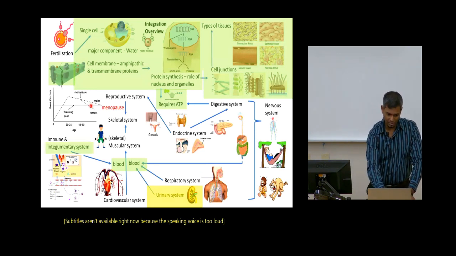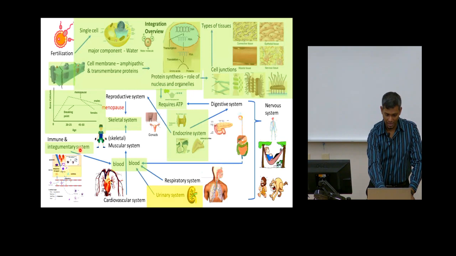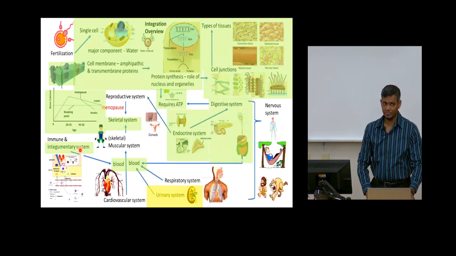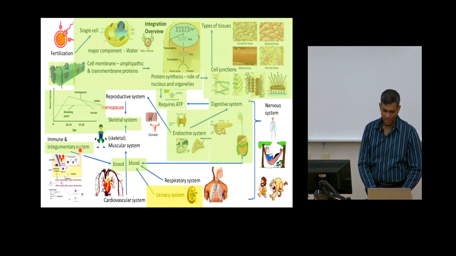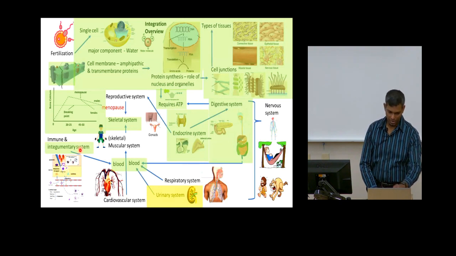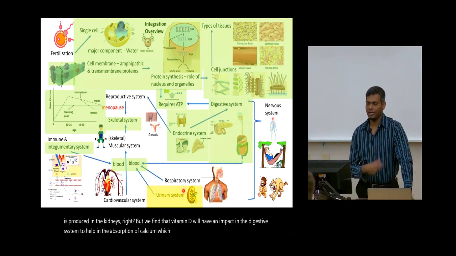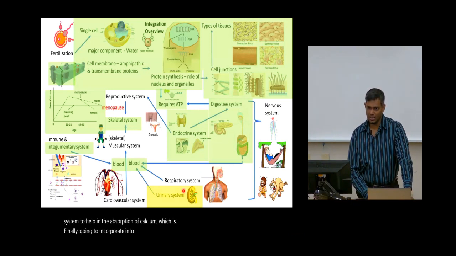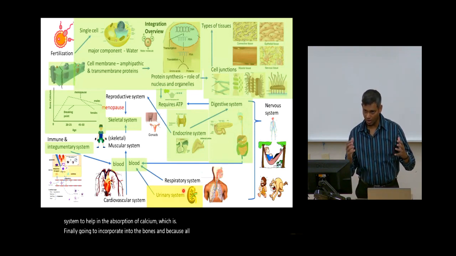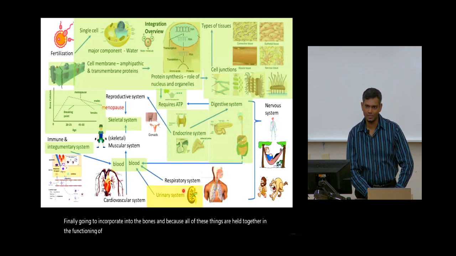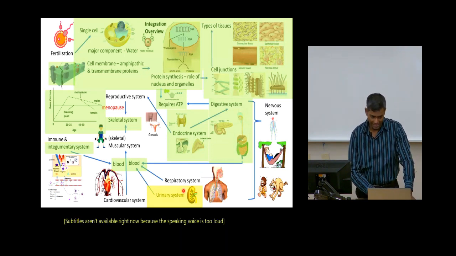As far as the integumentary system is concerned, we find that the skeletal system, endocrine system, and the digestive system function can all be linked together when we consider the synthesis of vitamin D. I told you that vitamin D in its active form is produced in the kidneys, right? But we find that vitamin D will have an impact in the digestive system to help in the absorption of calcium, which is finally going to be incorporated into the bones. And because all of these things are held together in the functioning of vitamin D, I would like to link these organ systems using that.